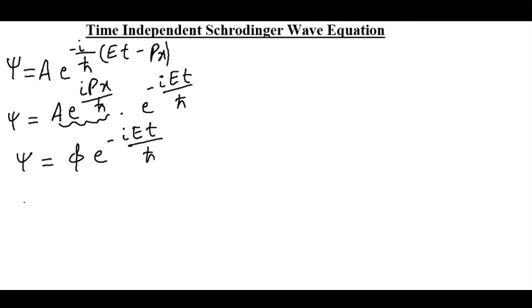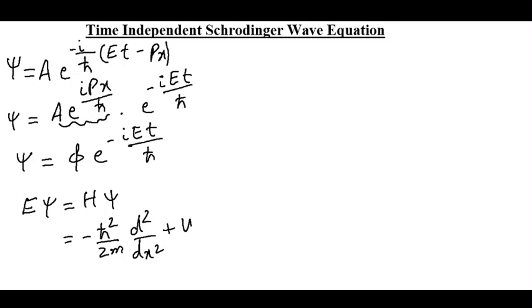Now writing the time dependent Schrodinger wave equation, which is E psi equals H psi, where H is the Hamiltonian operator, which generally can be written as minus h bar square over 2m d square over dx square plus U. This is the general form of a Hamiltonian operator for a particle moving in one dimension. So this is our time dependent Schrodinger wave equation.